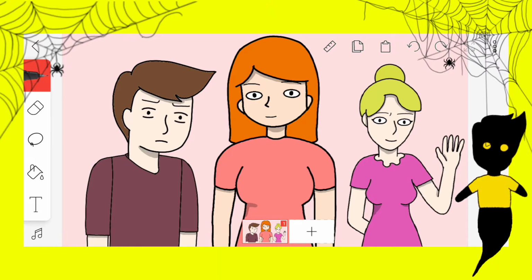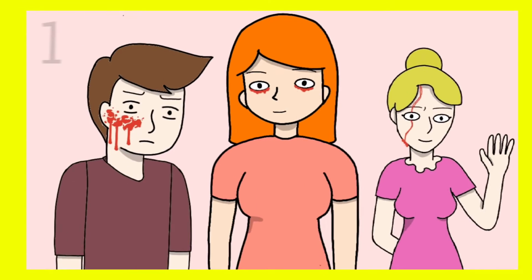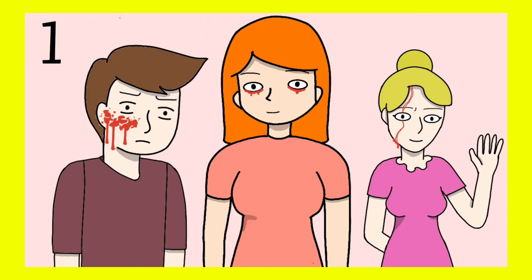In this tutorial, I will be teaching you how to animate 3 different types of blood. 1. A blood that just drips and stays on the skin. 2. A blood drip that looks like it tears. And 3. Not only does the blood drip on the skin, but it also drips like a tear.